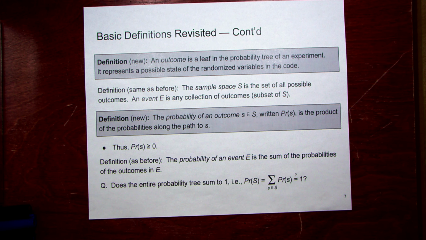The sample space is a collection of all the outcomes. So it's a collection of all the leaves of the tree. Okay, so that's the same as it was before. And an event is any subset of those outcomes. Again, just a collection of leaves in this case.